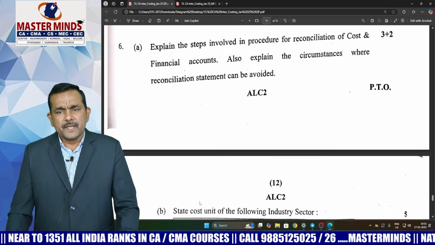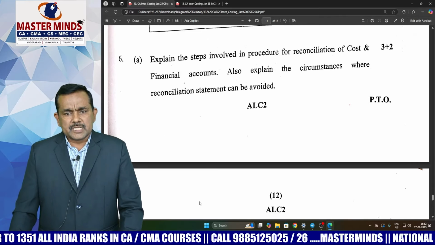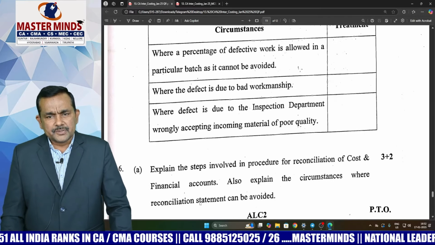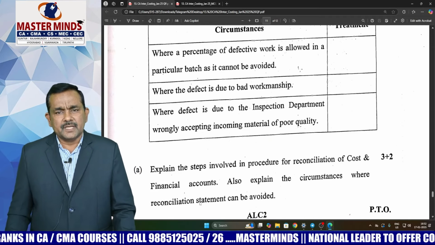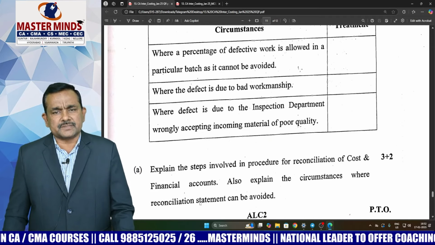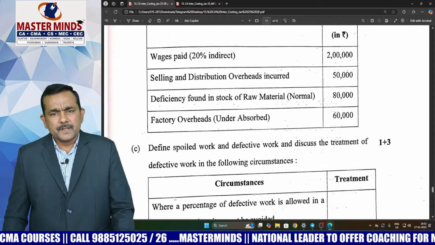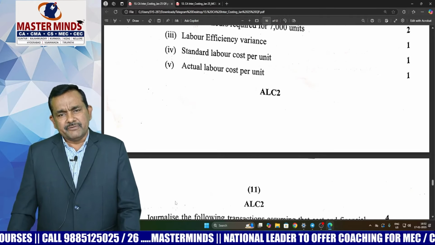So this is the cost and management accounting question paper, sir. This attempt's question paper is dead easy, and you can easily get good marks. Most of the students are very, very happy, sir.